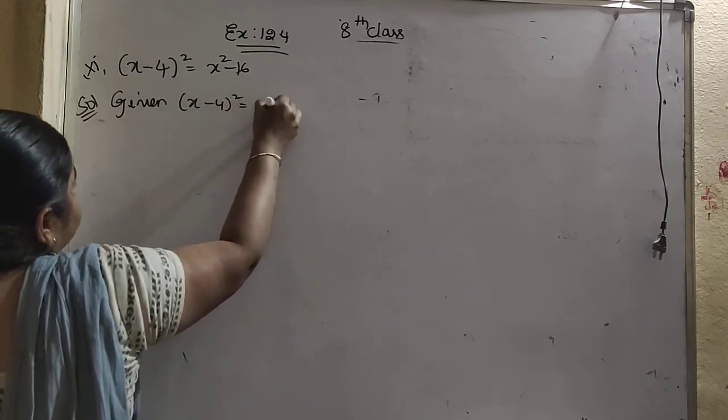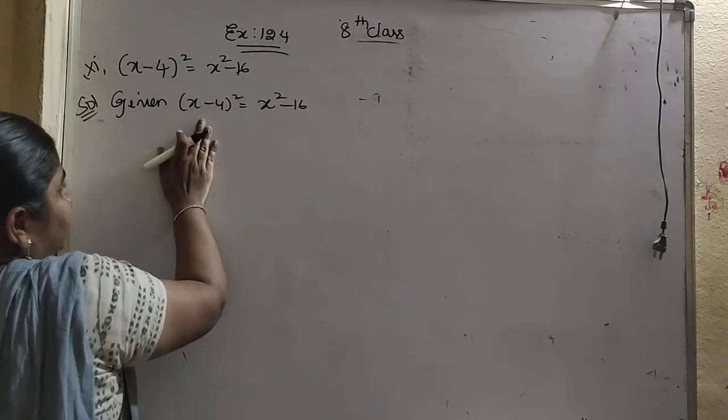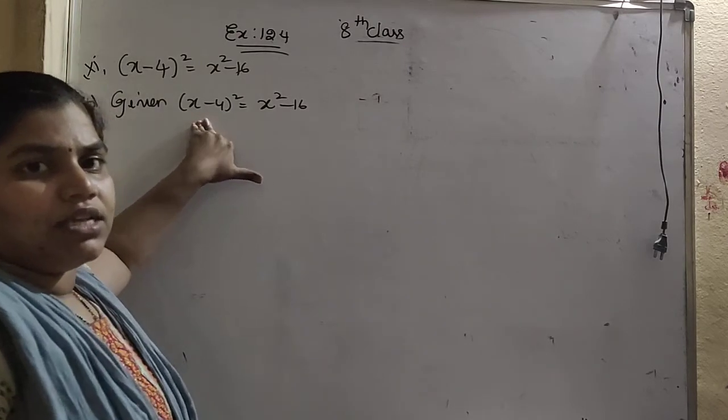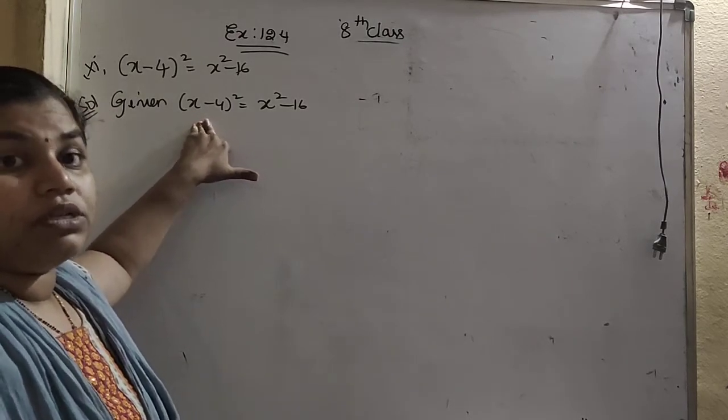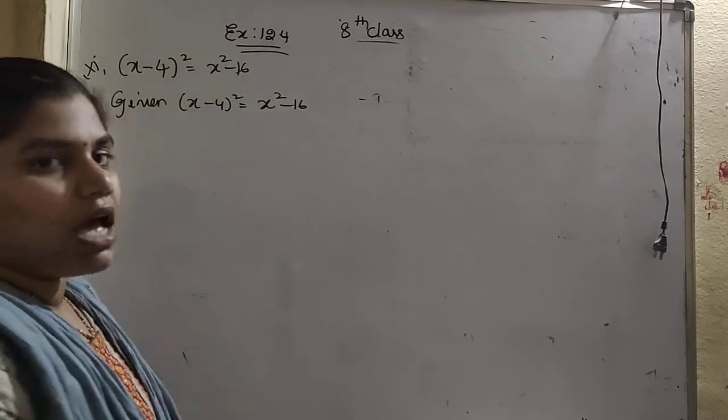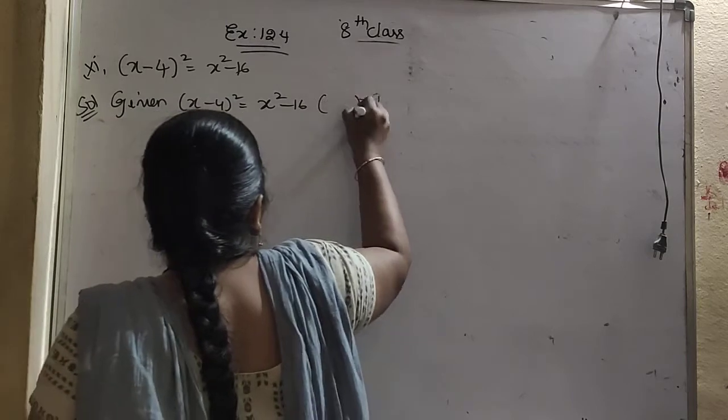Because this first term is in the form of (a − b) whole square. So we can write it as a² plus 2ab plus b². It is having 3 terms, but they have written only 2 terms. So it is having an error. So it is a false statement.